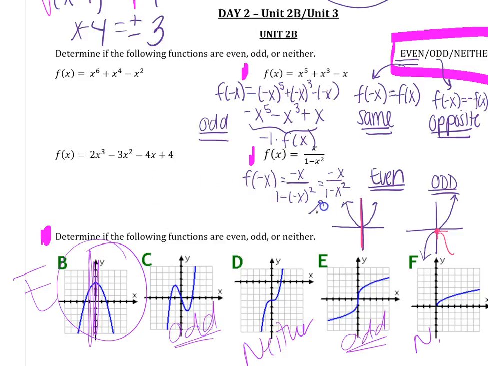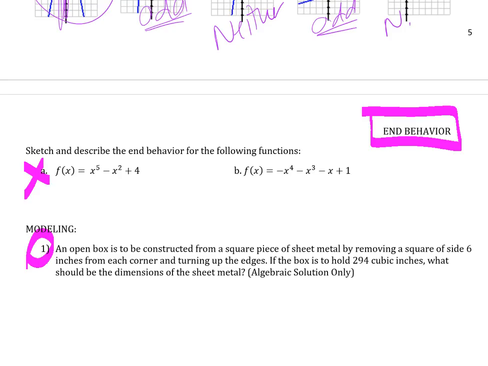So this looks like your function times -1. If you multiplied that by -1, you would write -x over 1 minus x squared, and that's what you have. So therefore, this is odd. A lot of students think it's neither. All right, let's talk about end behavior now.